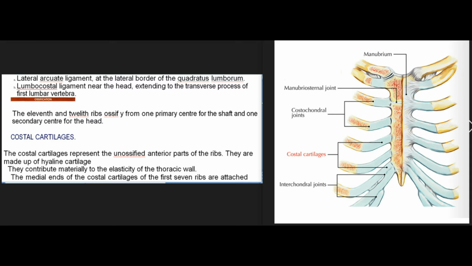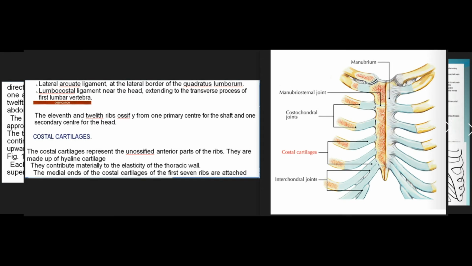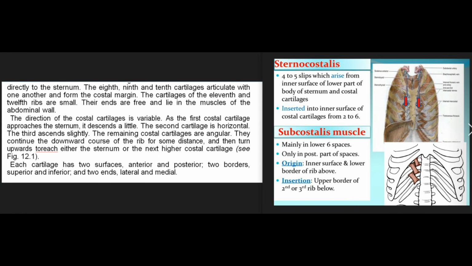Costal cartilages. The costal cartilages represent the unossified anterior parts of the ribs. They are made up of hyaline cartilage. They contribute materially to the elasticity of the thoracic wall. The medial ends of the costal cartilages of the first 7 ribs are attached directly to the sternum. The 8th, 9th, and 10th cartilages articulate with one another and form the costal margin. The cartilages of the 11th and 12th ribs are small. Their ends are free and lie in the muscles of the abdominal wall.